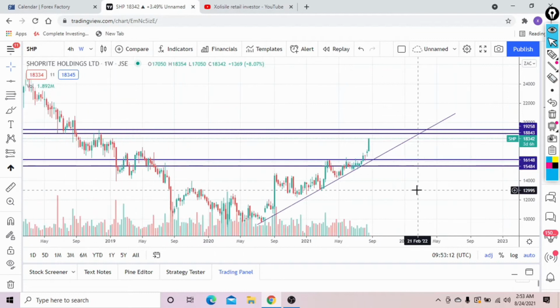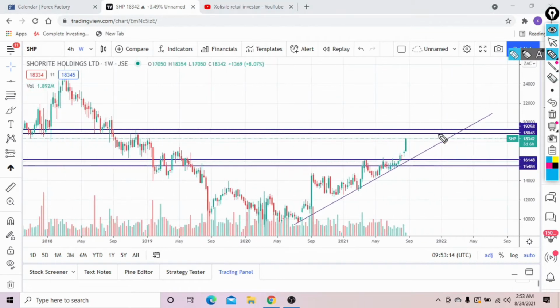When I made the video, it was trading around here. This is the point where ShopRite was trading at, so there was an opportunity here for buy opportunities. So I entered somewhere around this area here. So now currently I'm in profit. As you can see, the price is pushing upward aggressively.